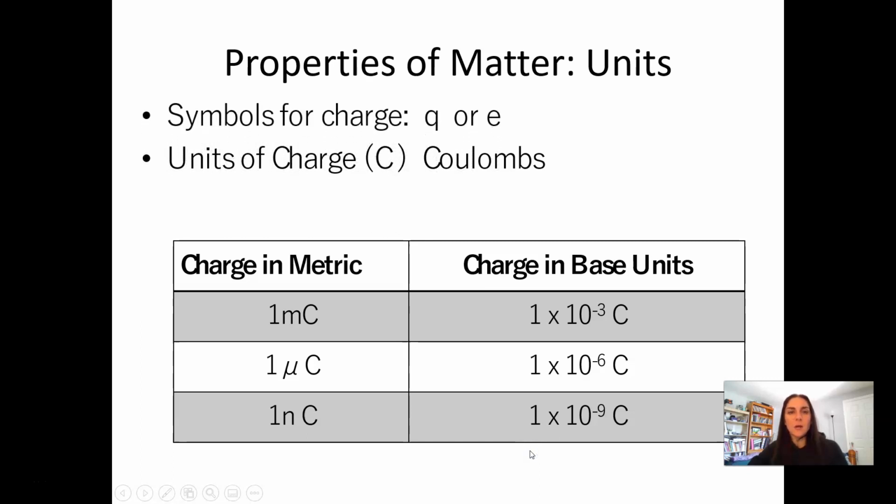Now, the symbol for charge I will use is Q. That's a pretty standard symbol for charge. What happens is that you might see online sources, if you're doing so, use the E for the electron as a charge. But like I said, I personally like to use the Q symbol. And the units of charge are coulombs. So just like mass has kilograms, charge has coulombs.